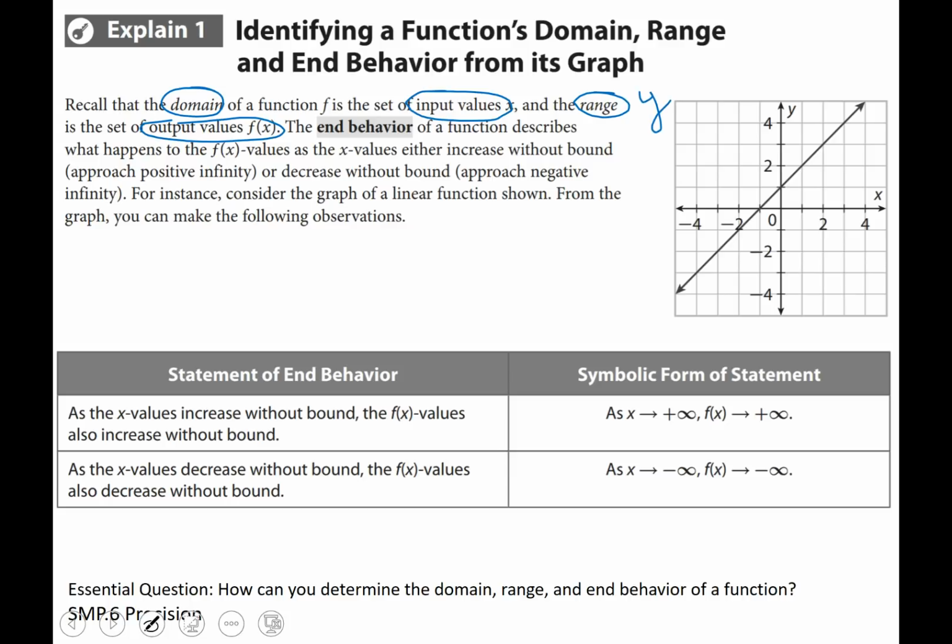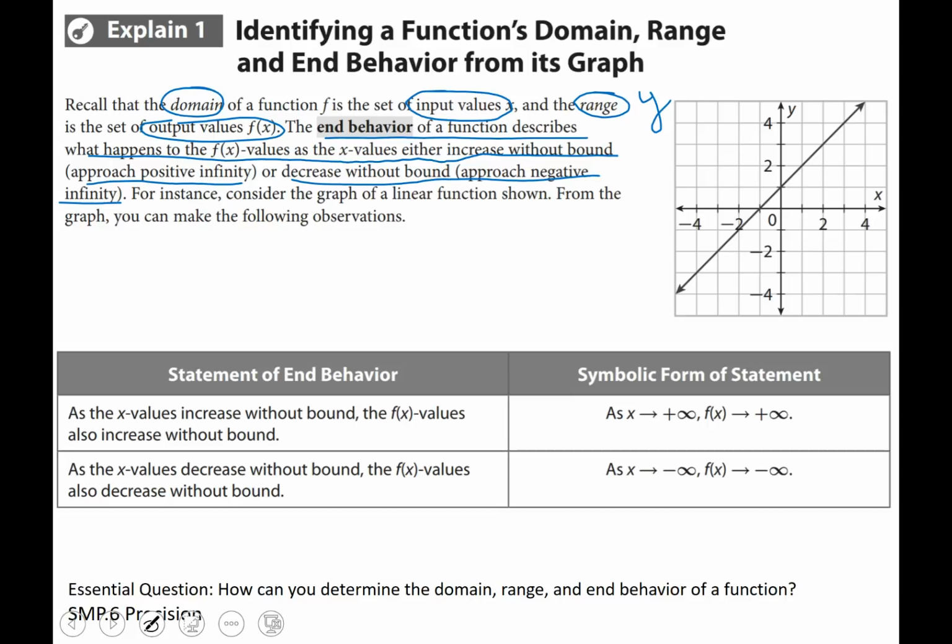y values. End behavior of a function describes what happens to the f of x values as the x values either increase without bound or decrease without bound. So let's underline that. End behavior describes what happens to the f values or the y values. They increase without bound, so they approach positive infinity, or decrease without bound, which means approach negative infinity. For instance, consider the graph of the linear equation shown.